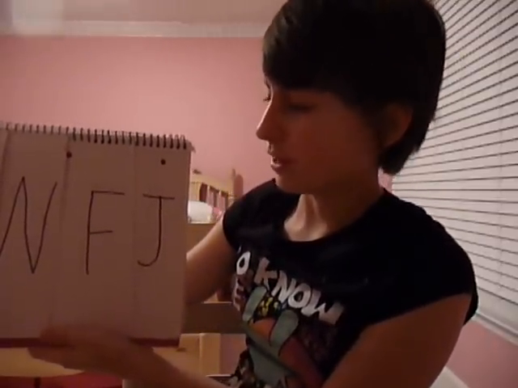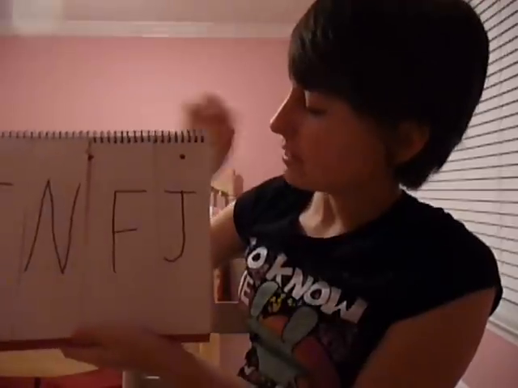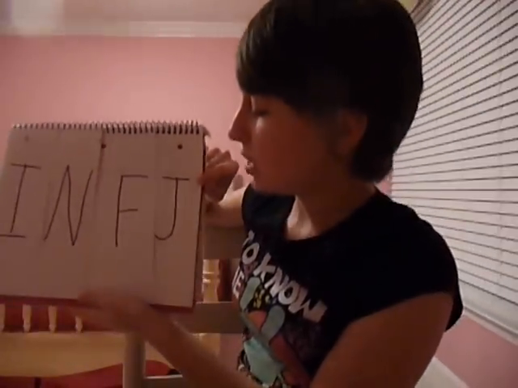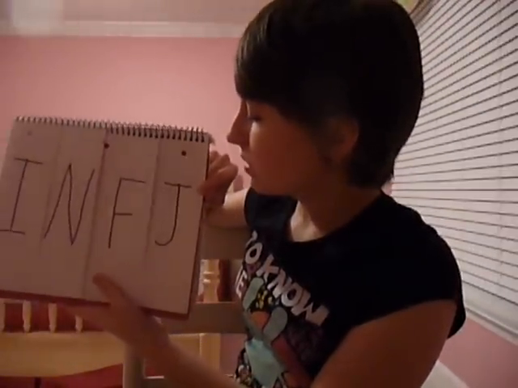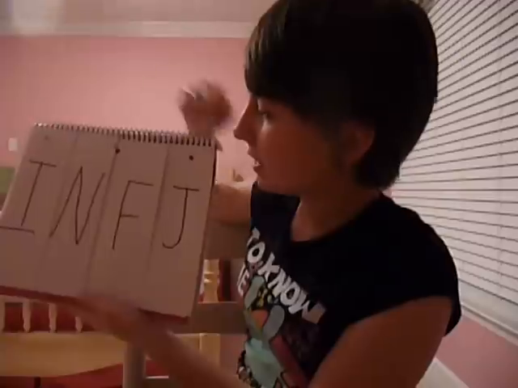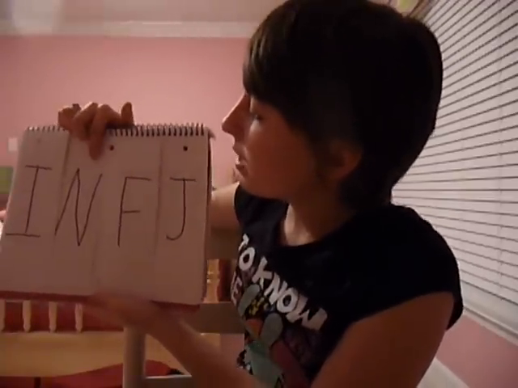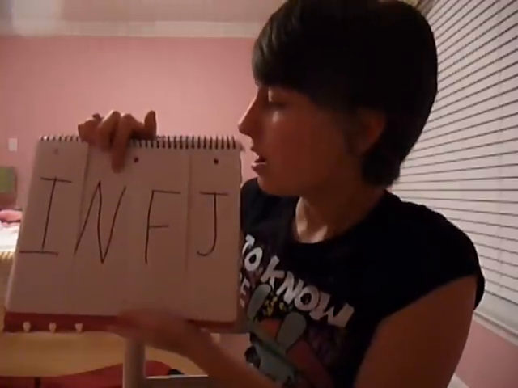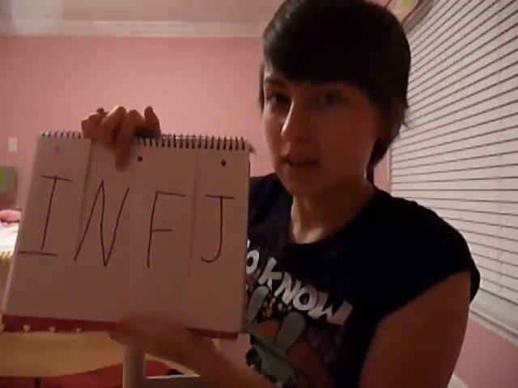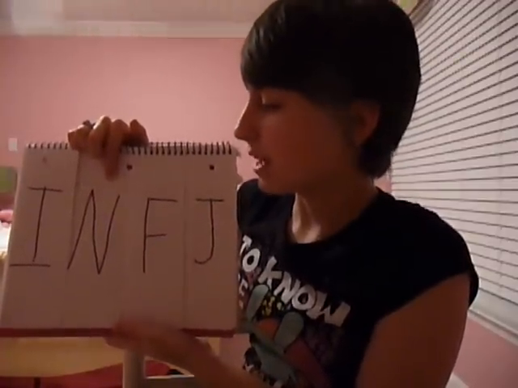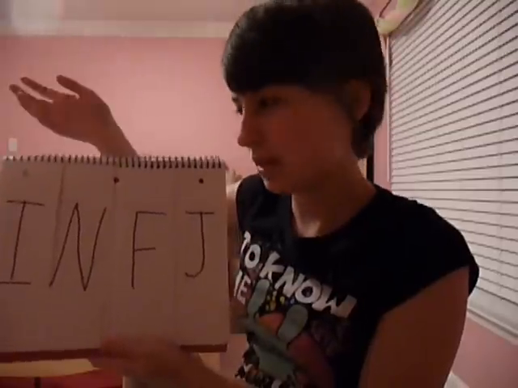So to figure out your first function, take a look at this letter over here. It's going to be J or P. So depending on whether this is J or P, we're going to take a look at these 2 letters right here. Now, intuition and sensing are considered perceiving qualities, because they have to do with the way that we perceive the world.